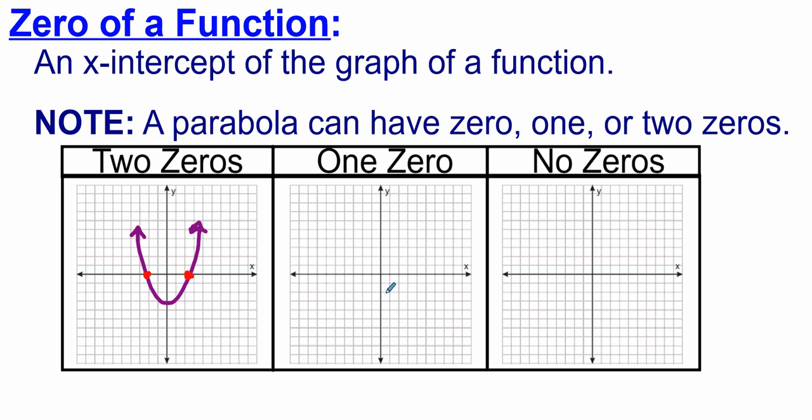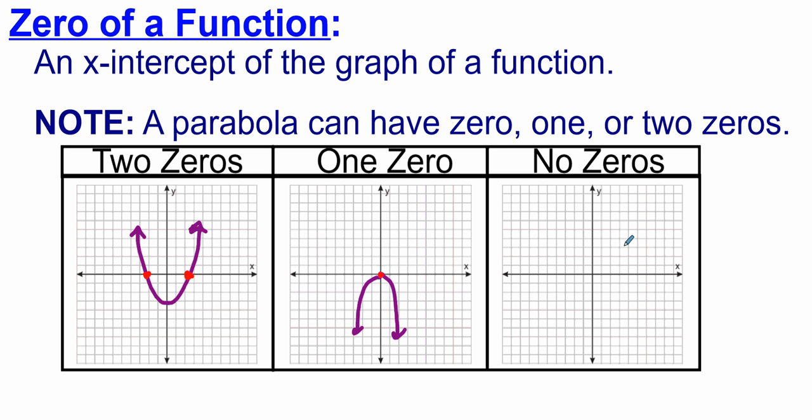All right, let's try the next one. If I want 1 zero, well, that just means it's going to hit the x-axis one time, and then it could go up or it could go down. It doesn't matter. So for this one, I'll just go down. There's 1 zero and the 1 x-intercept right there.